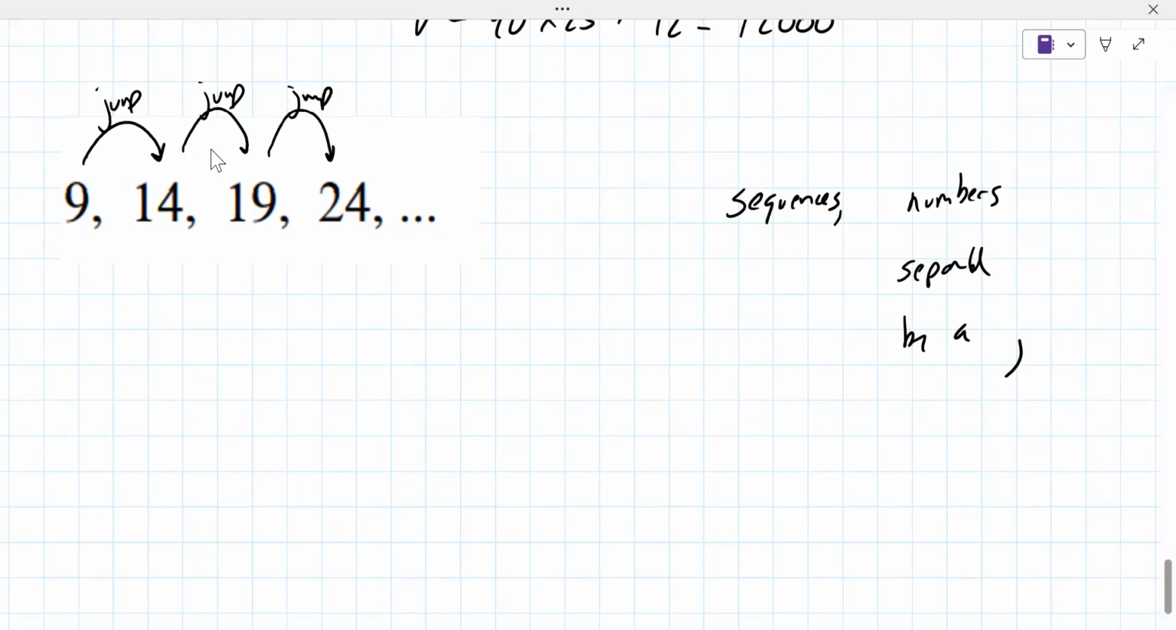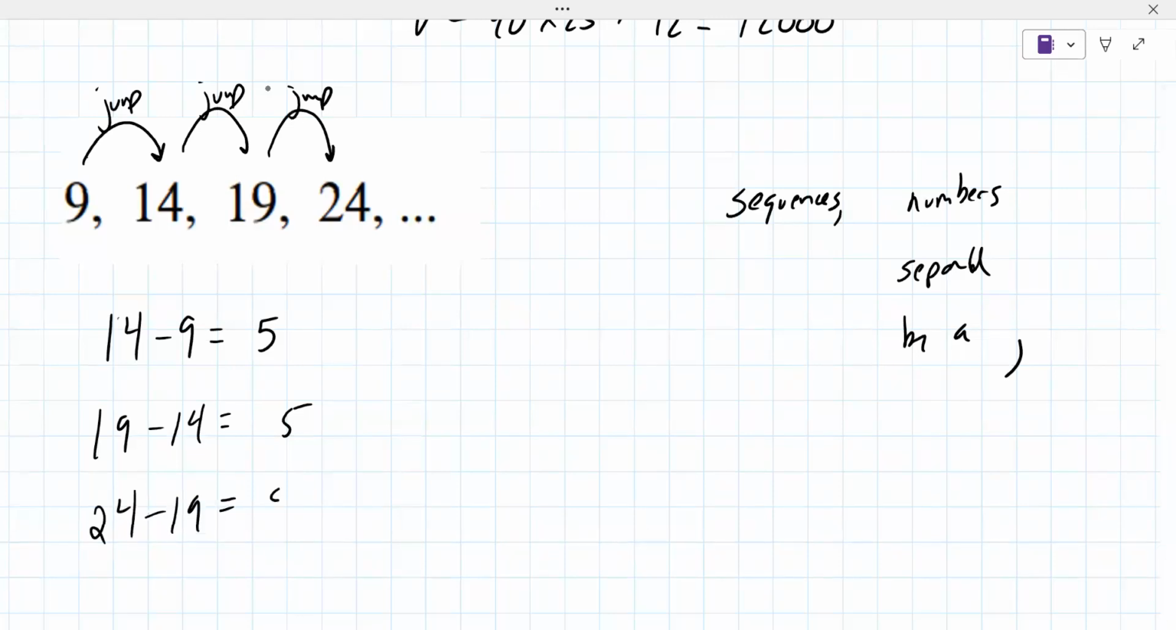So it'd be a jump by 5. Now, is it the same jump to go from 14 to 19? Yes. And then is it the same jump to go from 19 to 24? I think so. You've got to have more faith. So the way to figure out the jump is to take 14 minus 9, which is 5, 19 minus 14, which is 5, and 24 minus 19, which is 5. Are these all the same? Yes.